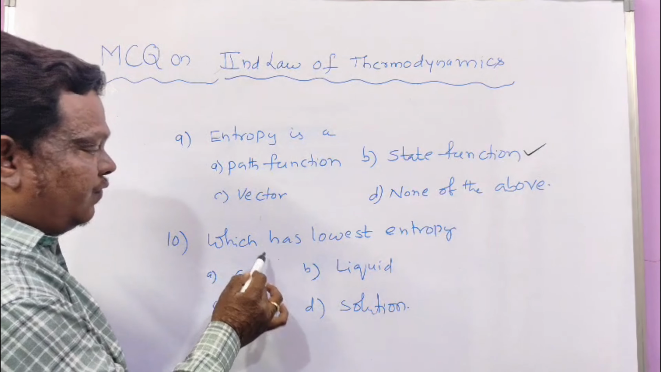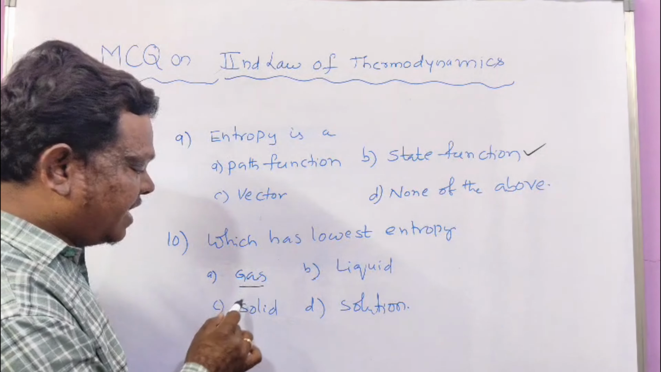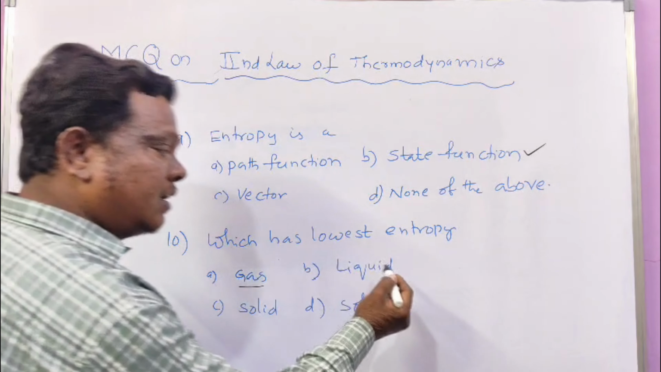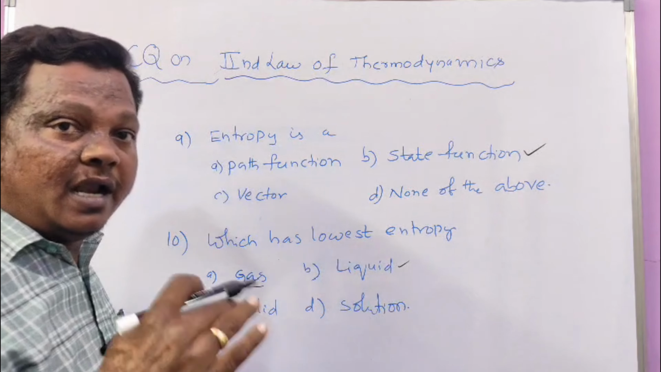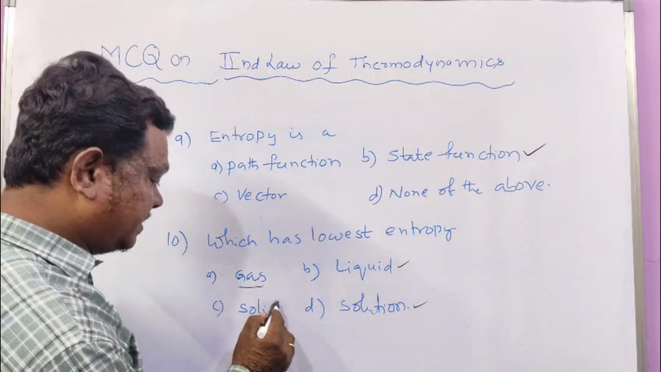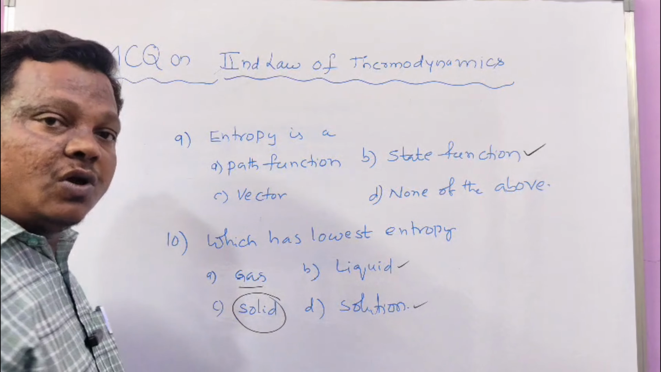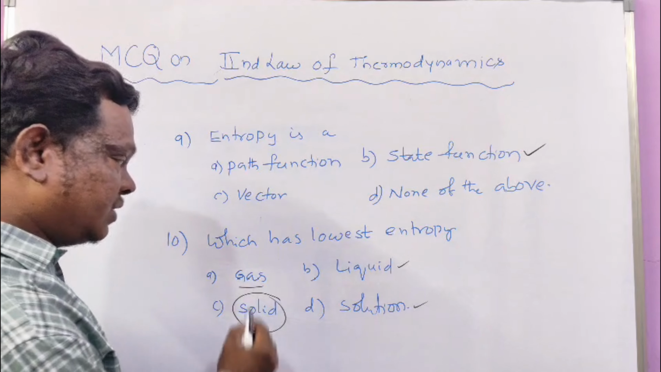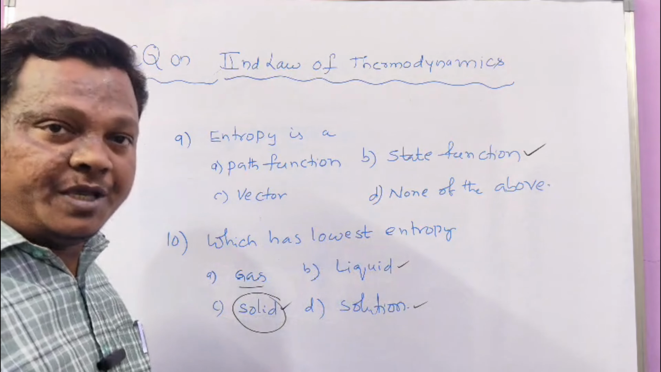Coming to this question, which has the lowest entropy? In gas, as we already discussed, molecules are arranged randomly, so it has more entropy. Liquid has a little less entropy. But in solids, as you know, atoms, ions or molecules are arranged in a systematic manner. So the one with the lowest entropy is solid.